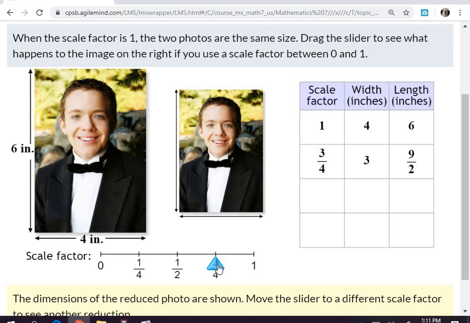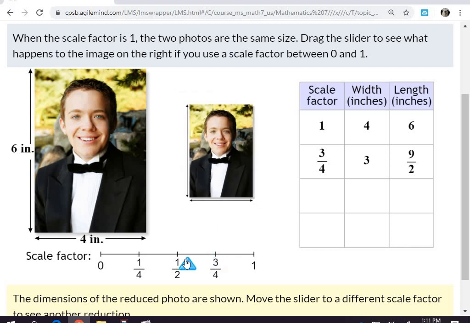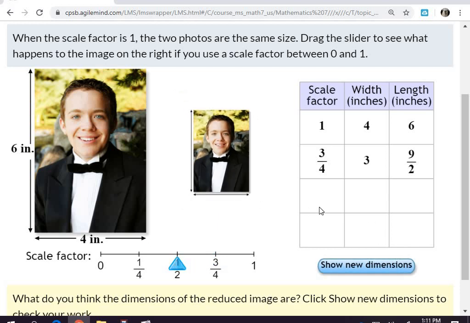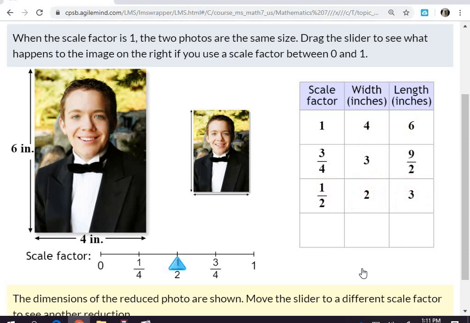What's going to happen when I go to 1/2? Smaller or larger? Smaller. So what's my new scale factor for this one? 1/2. Well, what's half of 4? 2. What's half of 6? 3. So my new scale factor is 1/2. Multiply both by 1/2. I have my new dimensions.